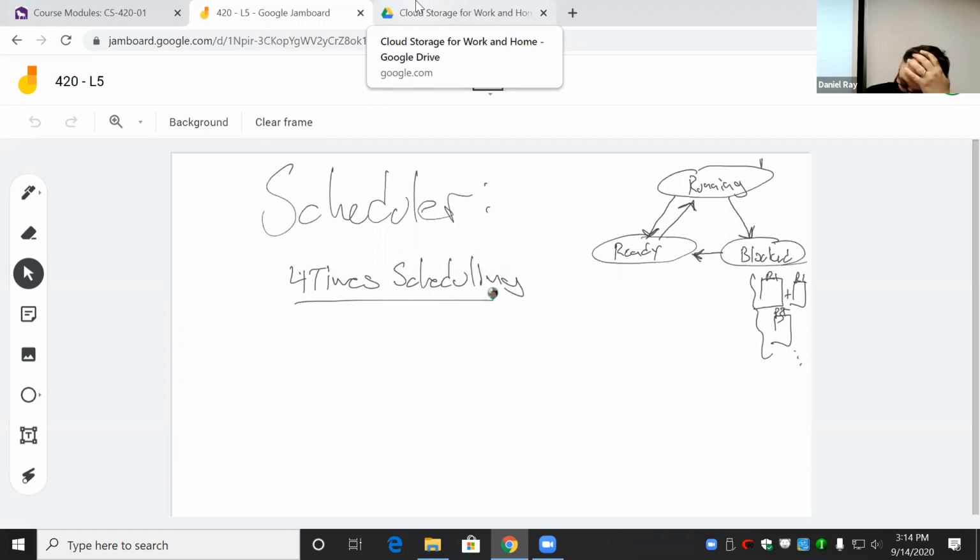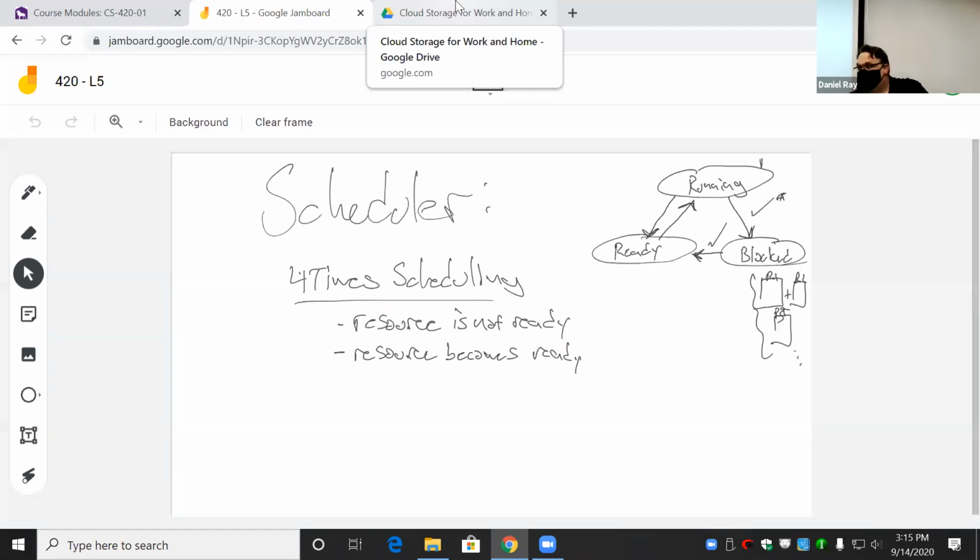Okay. Off of this, you'll see that we need the scheduler every time a resource is not ready. We need the scheduler every time a resource becomes ready. Okay, so we need it here and we need it here. Now it's obvious why we need it there, okay? Because something came off of the processor, off of running, and was blocked, okay?